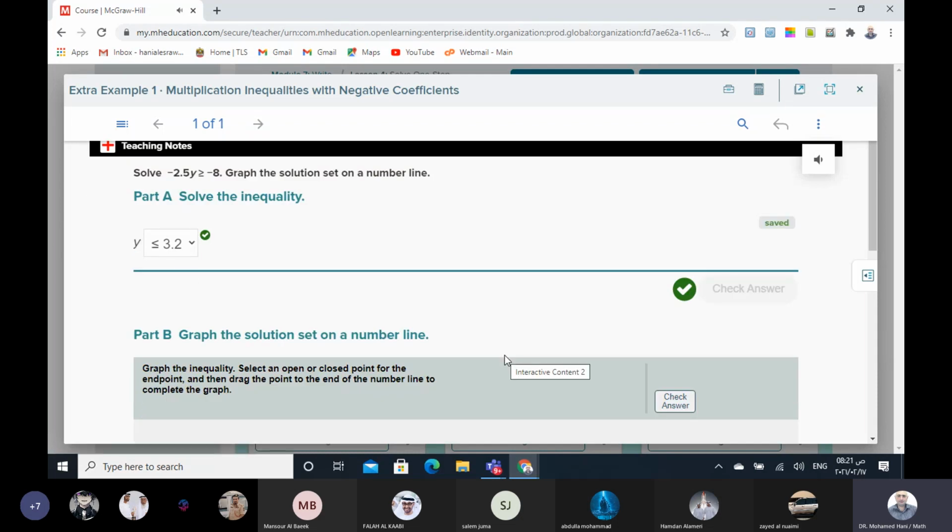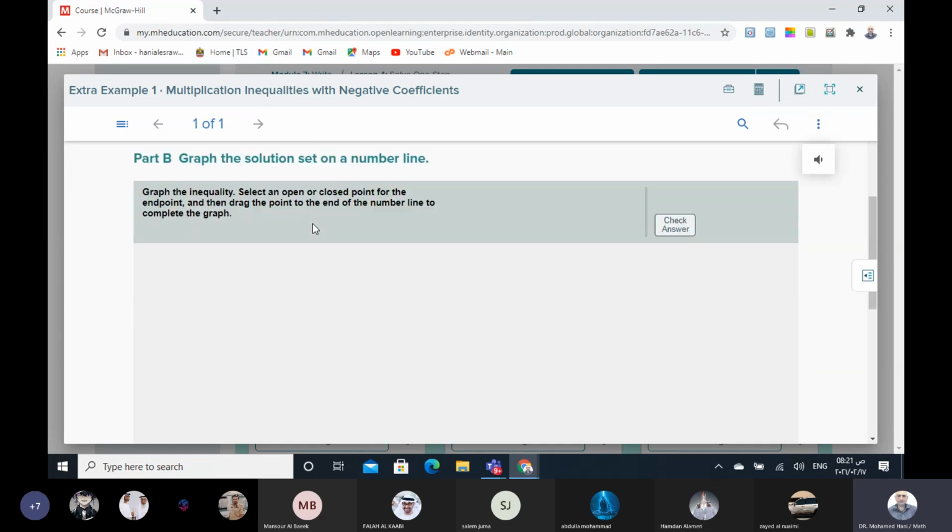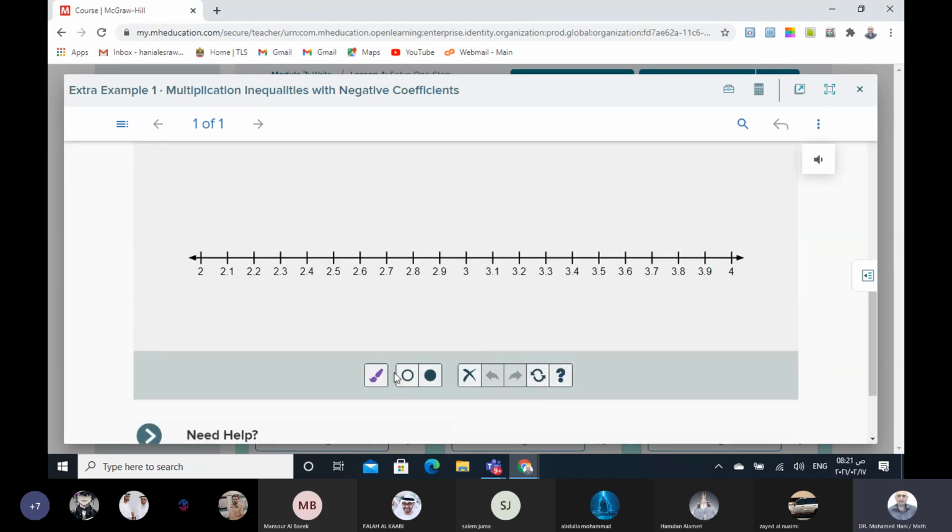Now how to graph this inequality? As you see here, the sign has equal, so use a shaded circle, and y less than means the direction to the negative side. This is 3.2, and this is the graph of this inequality.